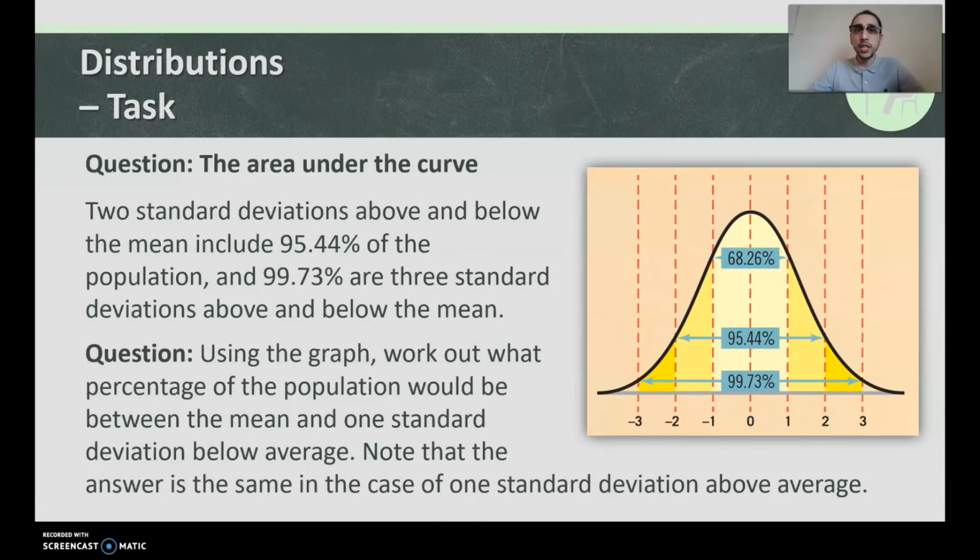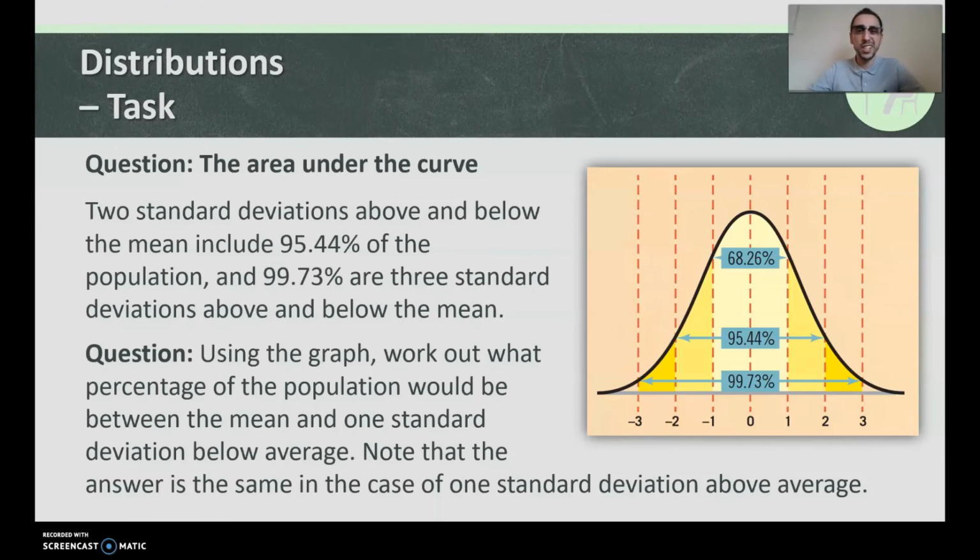Two standard deviations above and below the mean includes 95.44% of the population, which means there's just below 4% outside two standard deviations. And 99.73% are three standard deviations above and below the mean. So we can see less than 1%, a lot less than 1%, around 0.27% is above or below three standard deviations.